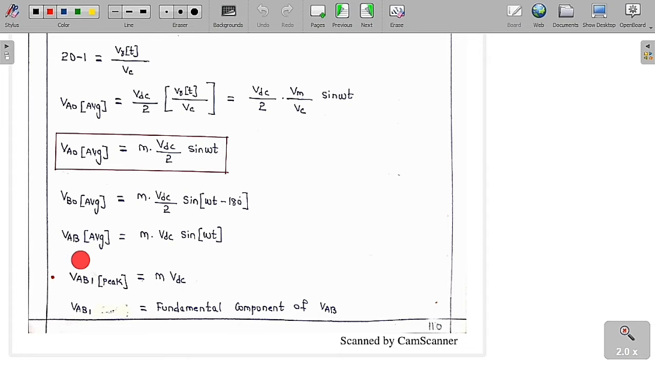This is the average value of the load voltage, or the output voltage. Now I want to find the peak value of the fundamental component. The peak value is equal to M into VDC. This is called the fundamental component of this line voltage, VAB1, which is M into VDC. This is the fundamental component of the VAB.